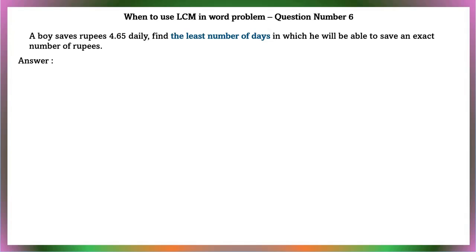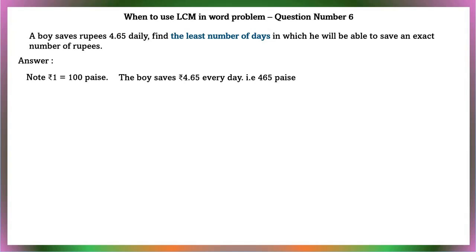When to use LCM in word problems? Question 6. A boy saves rupees 4.65 daily. Find the least number of days in which he will be able to save an exact number of rupees. 1 rupee is equal to 100 paise. The boy saves 4 rupees 65 paise every day.